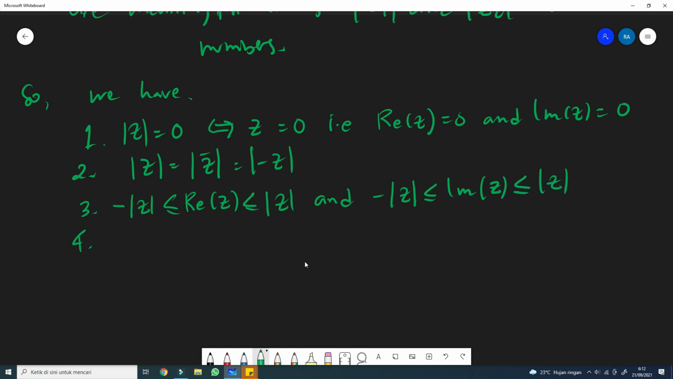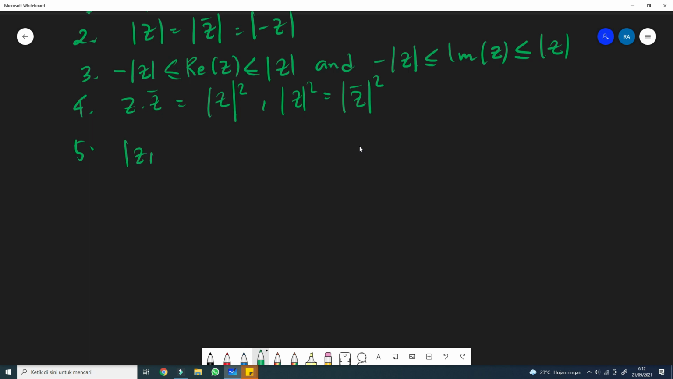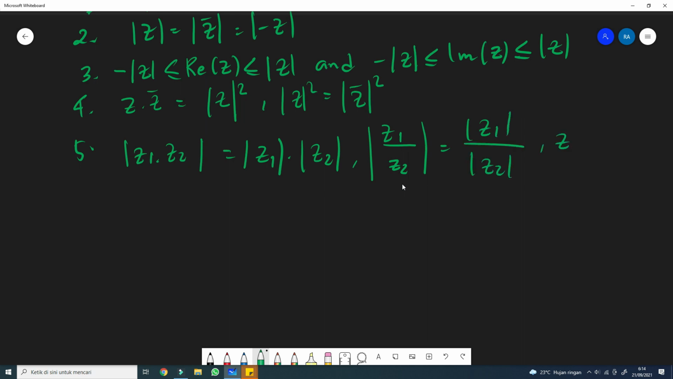Number 4, z times z bar equals absolute z square, and absolute z square equals absolute z bar square. Number 5, absolute of z1 times z2 equals absolute z1 times absolute z2, and absolute of z1 over z2 equals absolute z1 over absolute z2, where z2 is not zero.